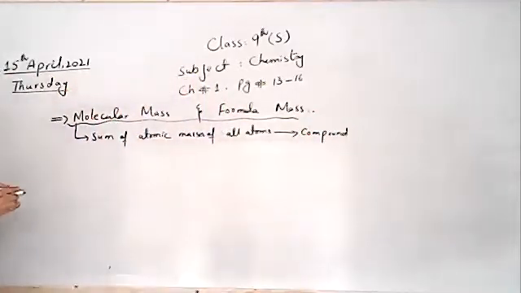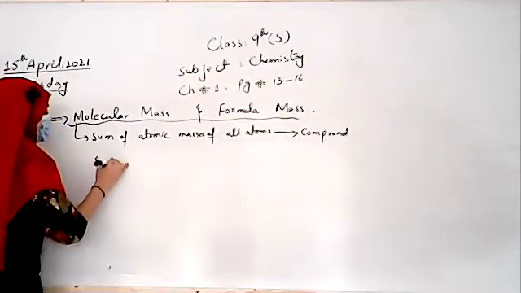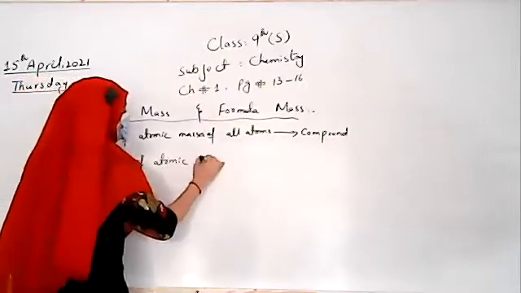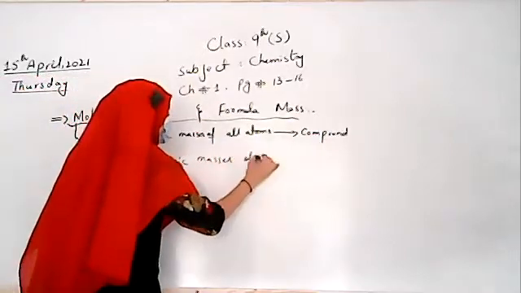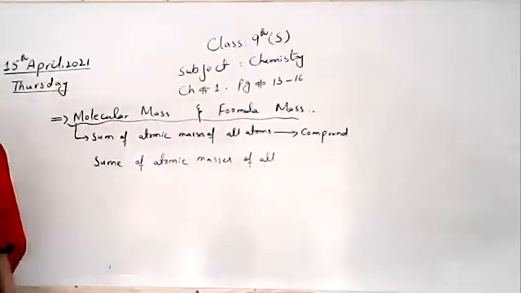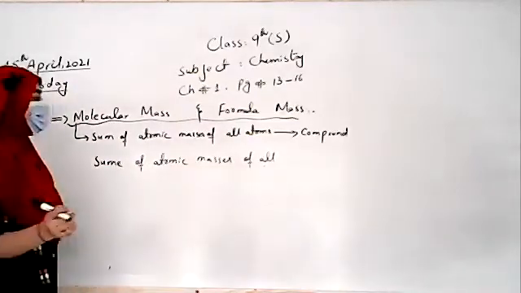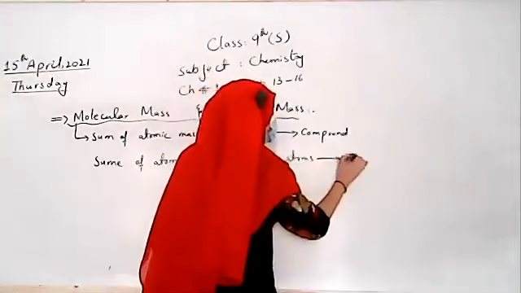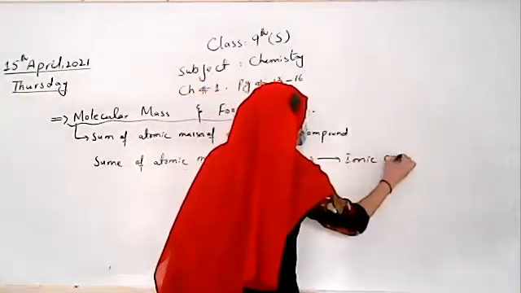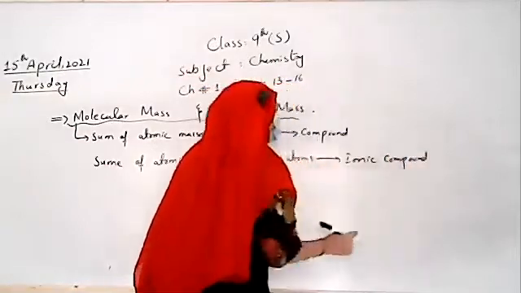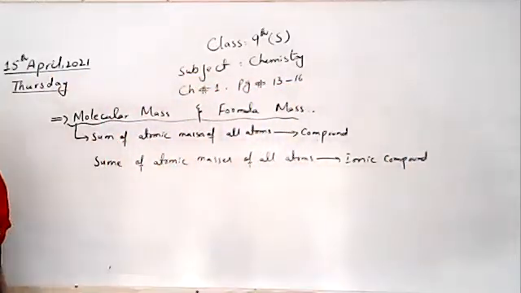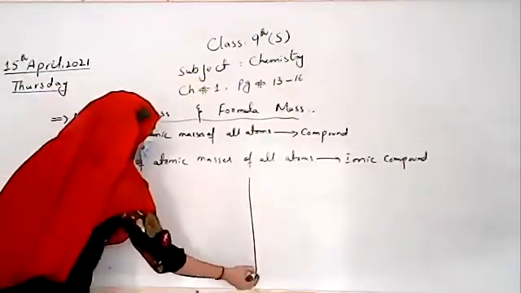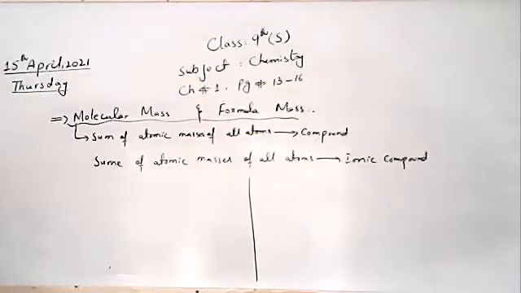And the formula mass is the sum of atomic masses of all the atoms or ions present in an ionic compound. There are two examples, one for molecular mass and the other for formula mass.